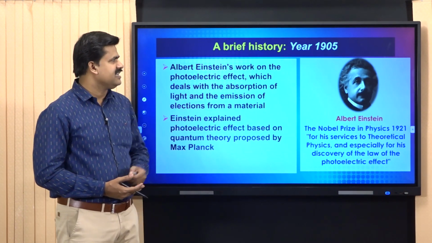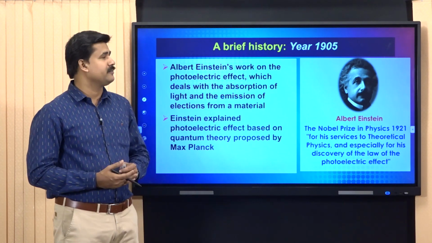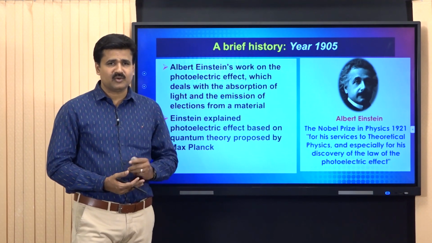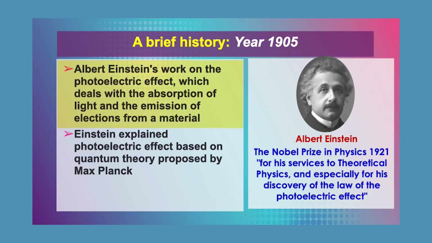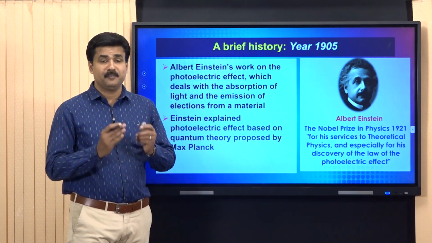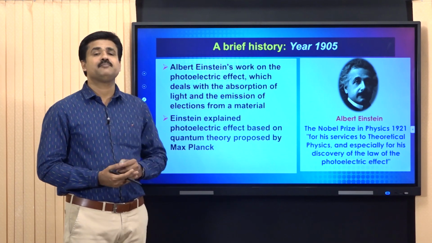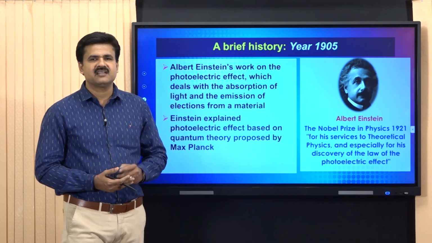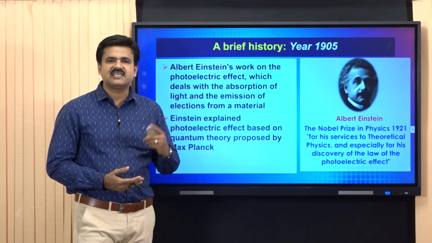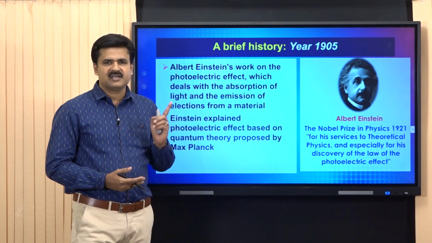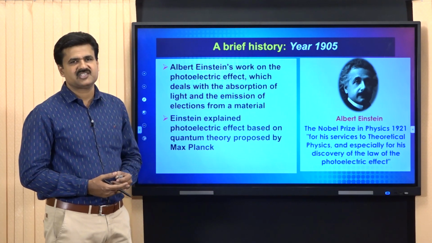Now, in the year 1905, the major contribution to quantum mechanics came from Albert Einstein. Albert Einstein's work on the photoelectric effect deals with the absorption of light and emission of electrons from a material. Einstein explained the phenomenon of the photoelectric effect based on quantum theory, which was previously proposed by Max Planck. Albert Einstein won the Nobel Prize for Physics in the year 1921 for his service to theoretical physics and especially for the discovery of the law governing the explanation of the photoelectric effect.